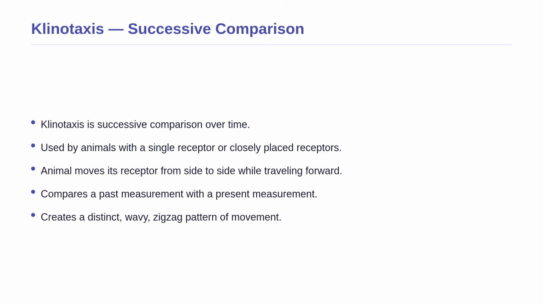The animal moves its single receptor from side to side as it travels forward. The nervous system compares the measurement at time 1 with the measurement at time 2. Because the animal is constantly swinging its head to sample the environment, this creates a distinct, wavy, zigzag pattern of movement.